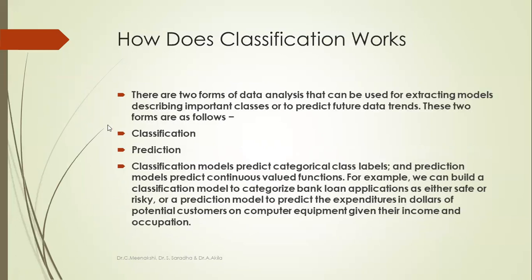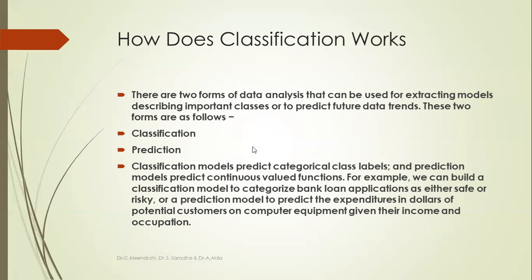When I go for data analysis, there are two forms of data analysis: one is called classification, and the other is called prediction. Say, for example, when I go to a bank and approach for a loan, you're going to classify the particular customer. Can I provide the loan? Is it risky or is it safe? Segregating into those two categories is called classification.